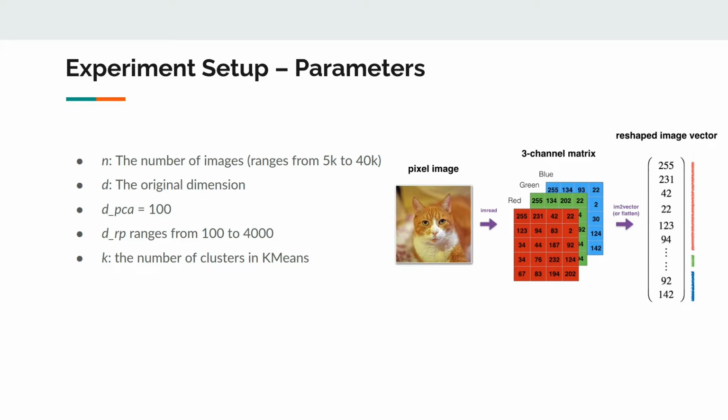dPCA and dRP are the dimensions in the reduced space of PCA and random projection methods. We set dPCA constant and experimented on the dRP value to compare their errors and time performance. And lastly, we have K, which controls the number of clusters in the K-means algorithm.